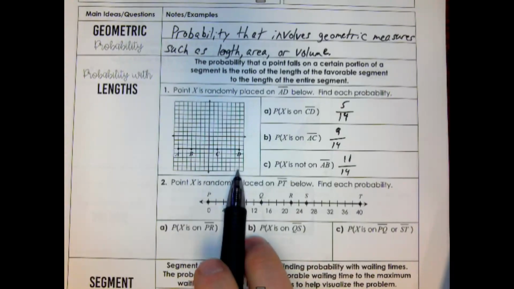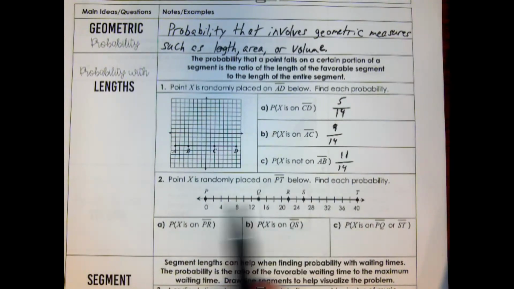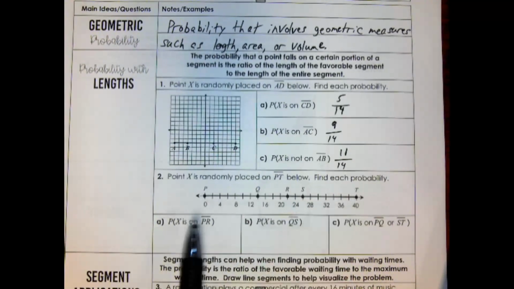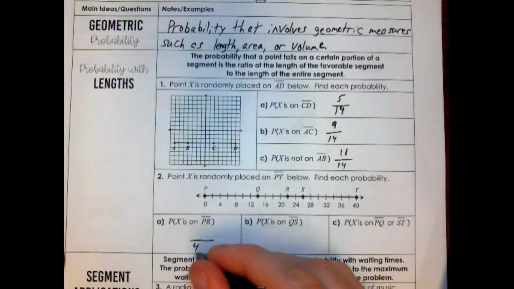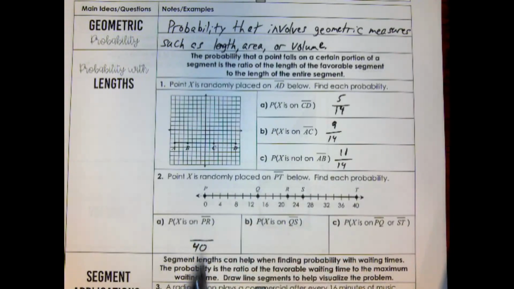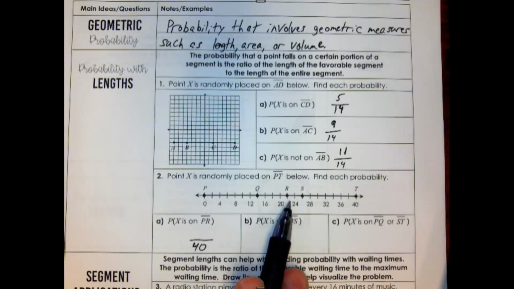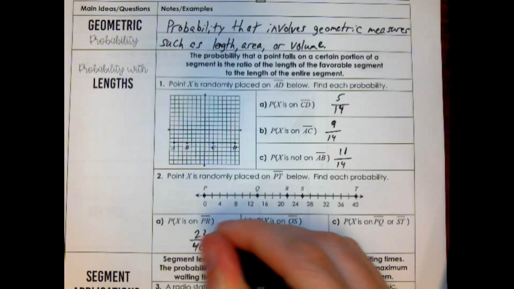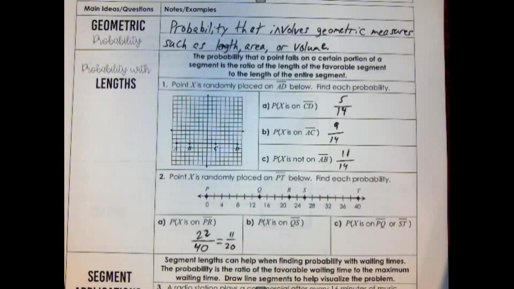Point X is randomly placed on segment PT below. Find each probability. Now from P to T, because there's a number line, we can clearly see it's 0 to 40. And if X were to land randomly on P to R, what are the chances of that happening? So we know that the total number of possibilities is 40. And R is halfway between 20 and 24, so 22. So it'd be 22 out of 40. And we can simplify this to 11 twentieths. So it's an 11 out of 20 chance of landing on PR.